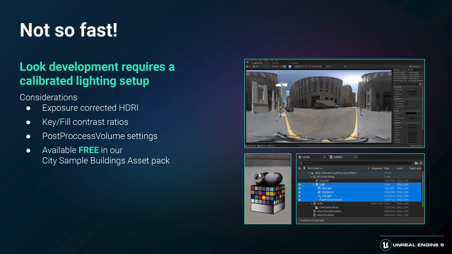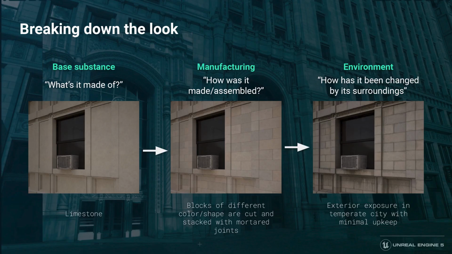This is a topic that could be its own tech talk in itself, but some of the things that we consider are what kind of HDRI we're using for our sky illumination, what is the key fill ratio of the sun to the sky, and how does that relate to what we see in the HDRI, what are our post-process volume settings, and many other details that you can check out in the City Sample asset pack where we include this calibrated lighting setup. So now let's break down the look.